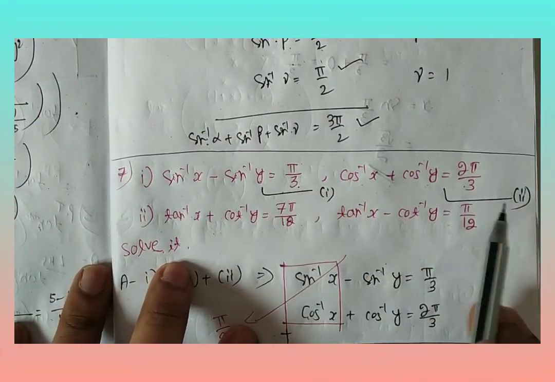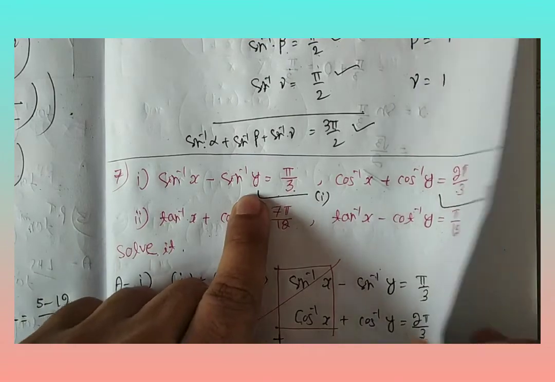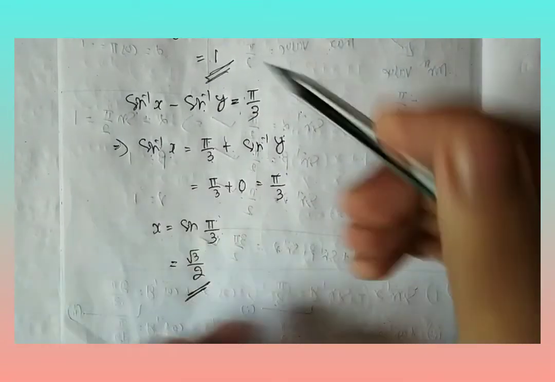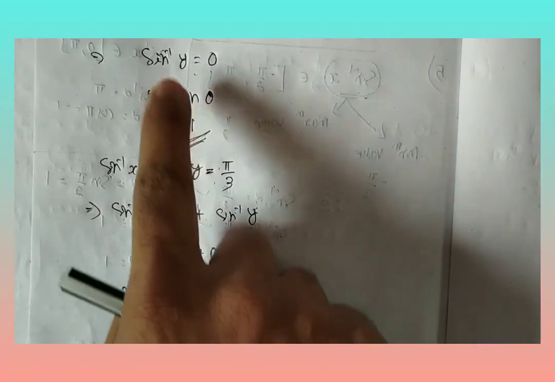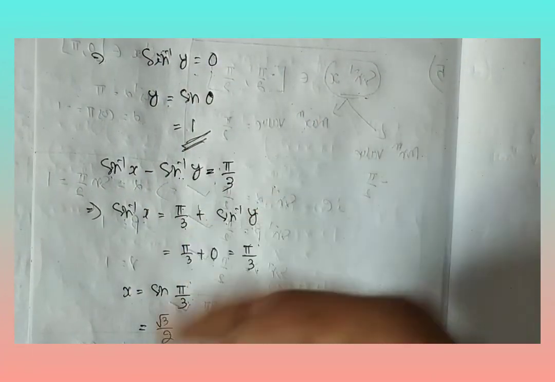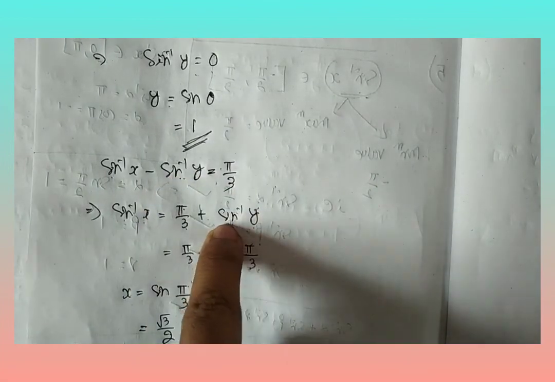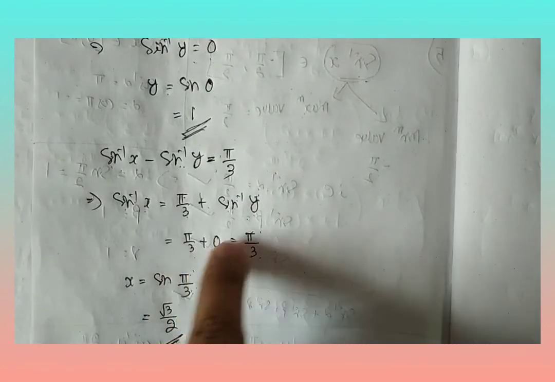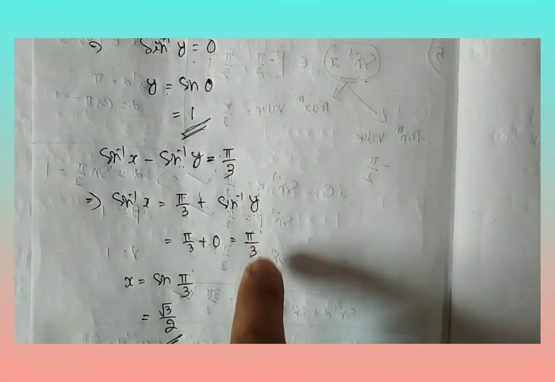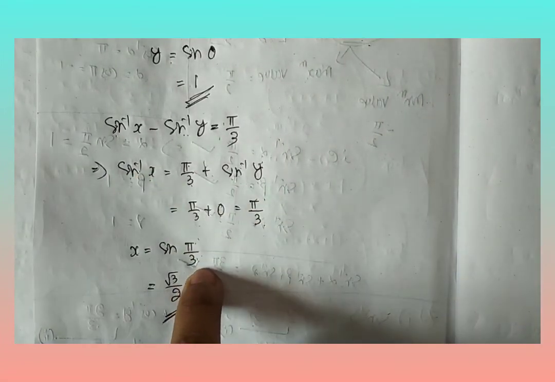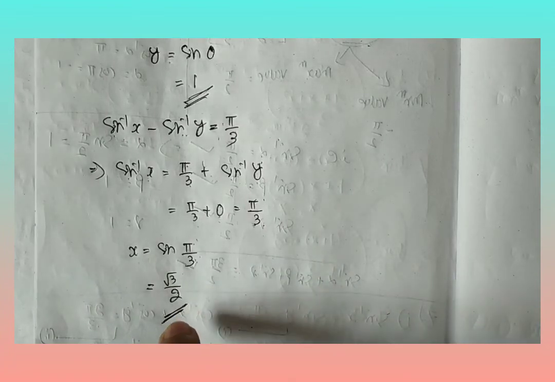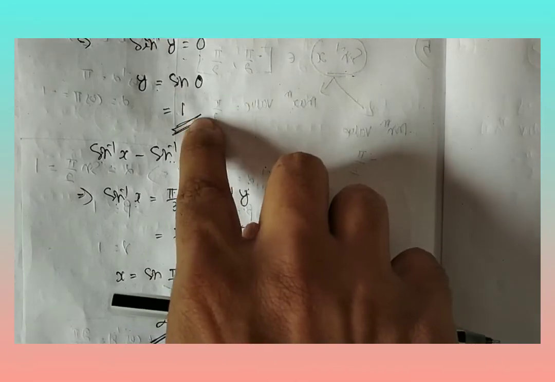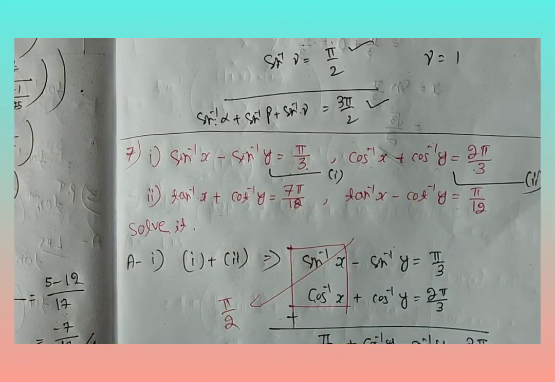Now we will choose either equation number 1 or equation number 2. I am taking equation number 1. Put the value of y in equation number 1. Y equals 1, or sin inverse y equals 0. Put here, take the term to the right hand side. Put the value of sin inverse y: pi by 3 plus 0 is pi by 3. Sin inverse x equals pi by 3. That means x equals sin pi by 3, and sin pi by 3 is equal to root 3 by 2. This is our value of x and this is our value of y. Similarly, you can do bit number 2.